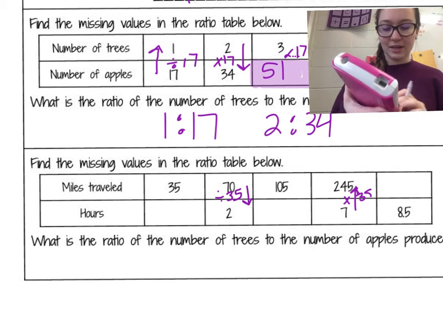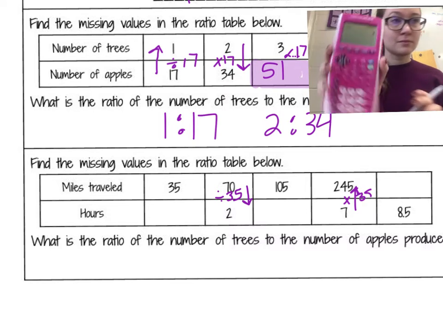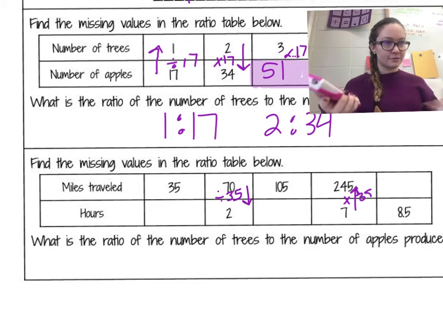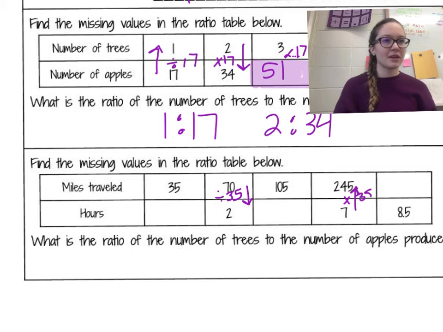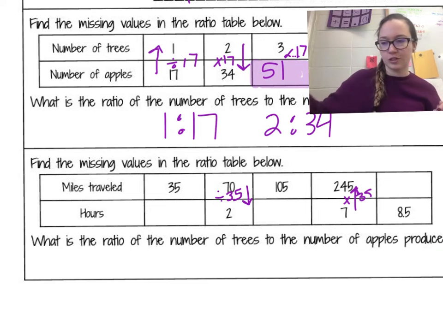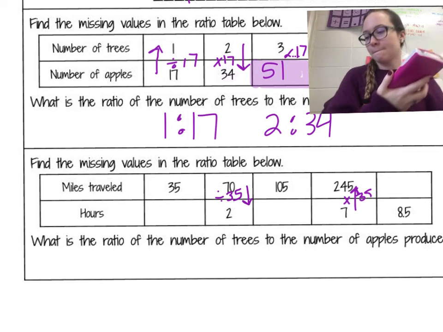And let's double check that. I got 245, okay? So you can take the bigger number divided by the smaller number to figure out what you're multiplying by. And I'll do another example of that on your homework page. Okay?